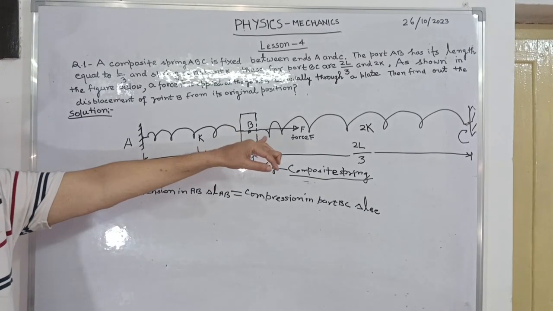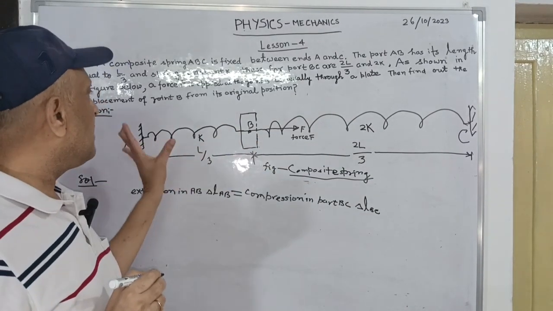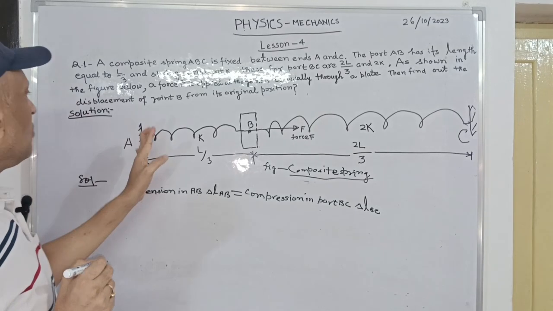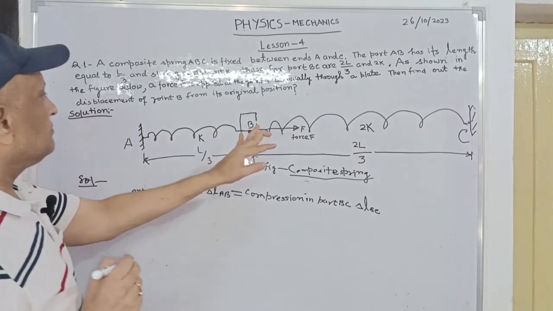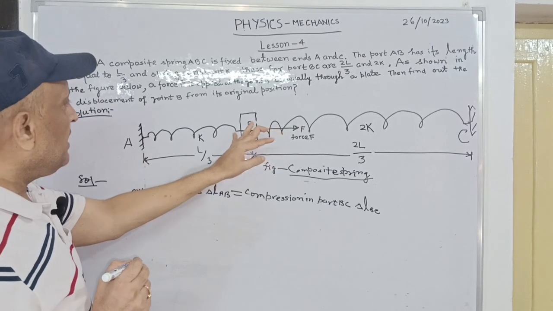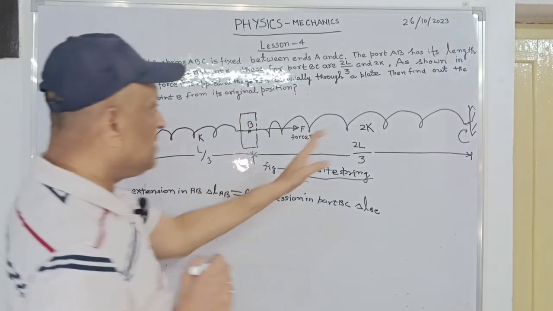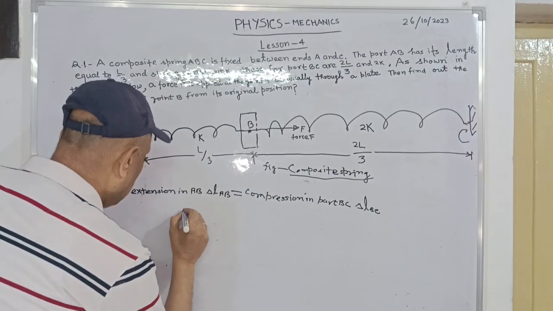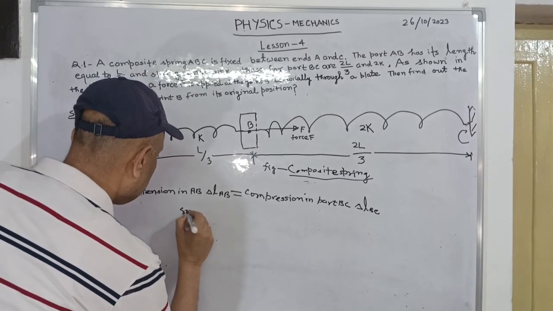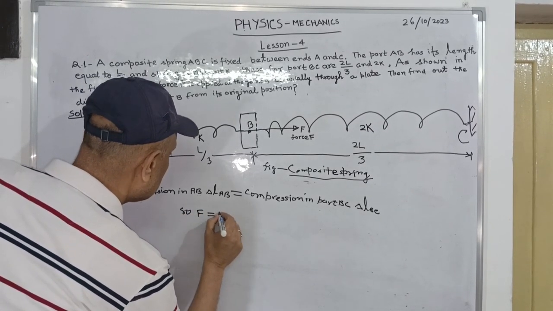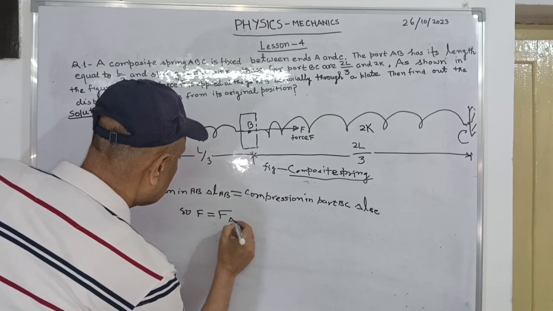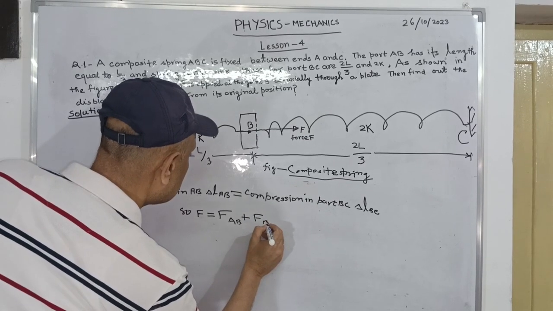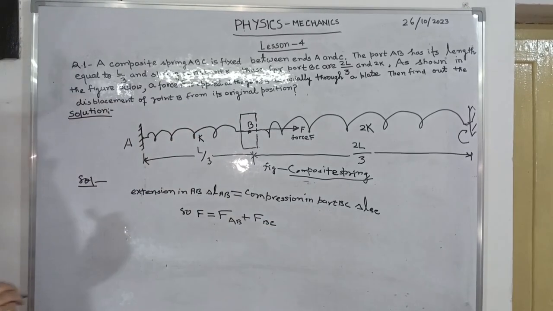The force F will be shared by AB and BC. Let the force be FAB in part AB and FBC in part BC. Now, so F is equal to FAB plus FBC.